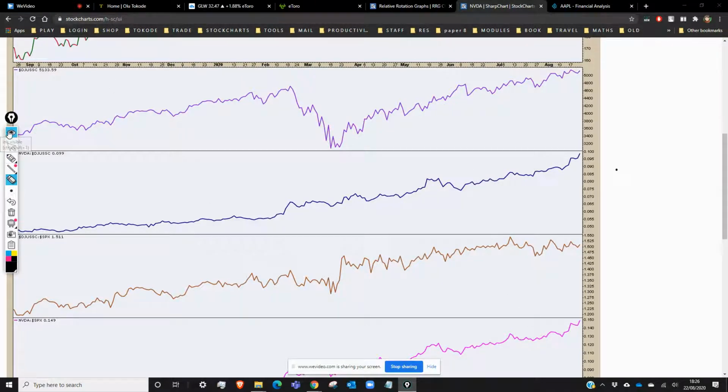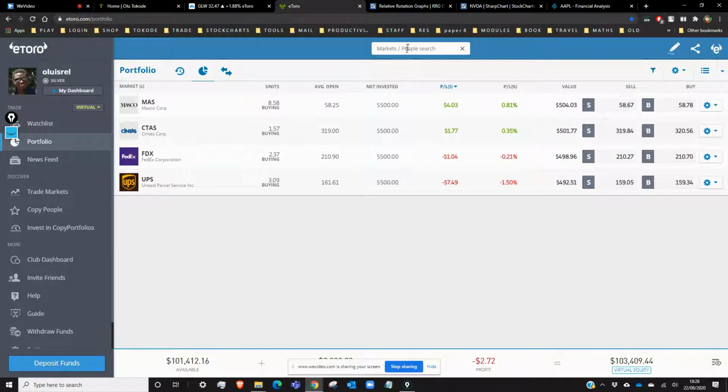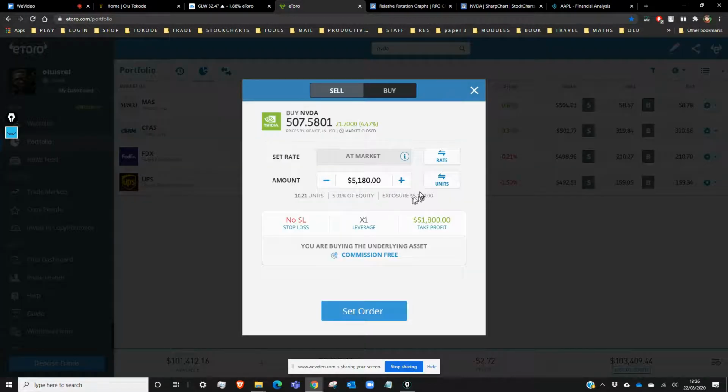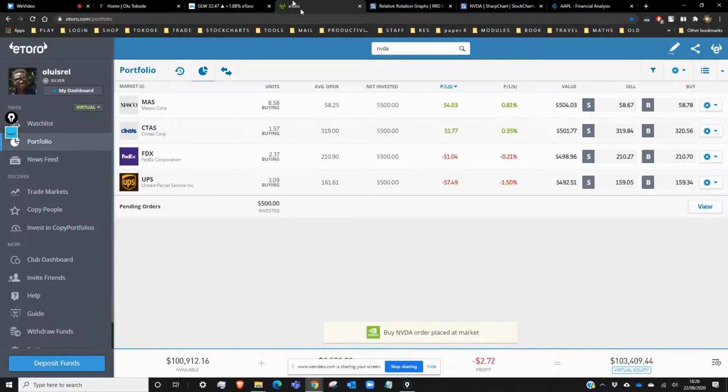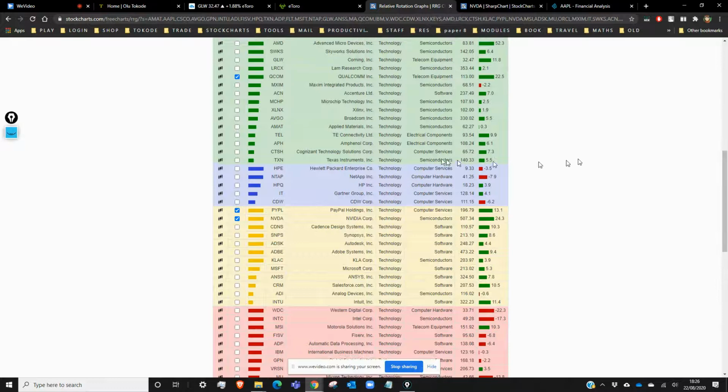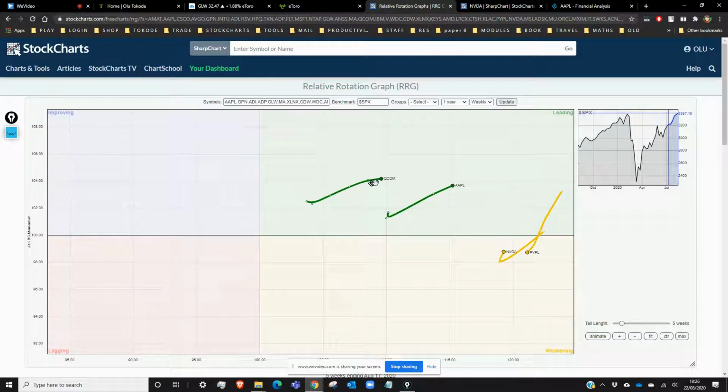So I'm going to buy Nvidia. Is it Nvidia or Nvidia? Nvidia. Right. This is my virtual portfolio. I want to see how well it's going to do by the end of the month. 500. Market order, set order. Nvidia. Next one is, what's the next one? Apple and Qualcomm.